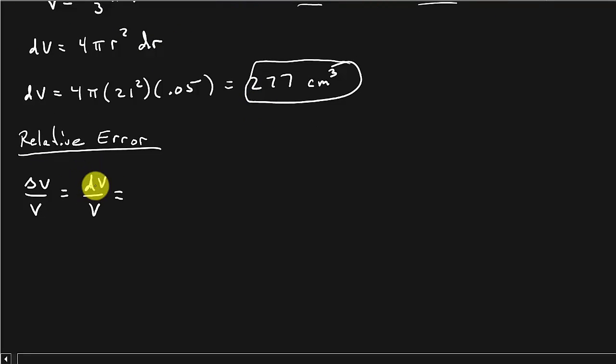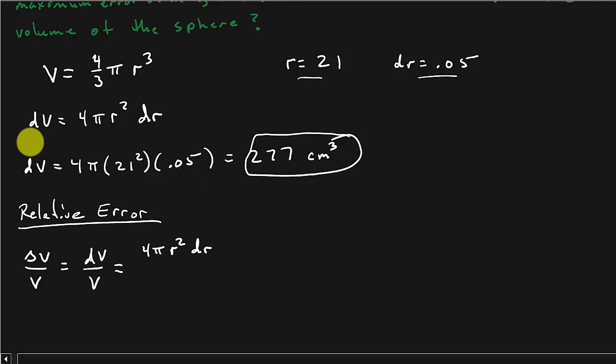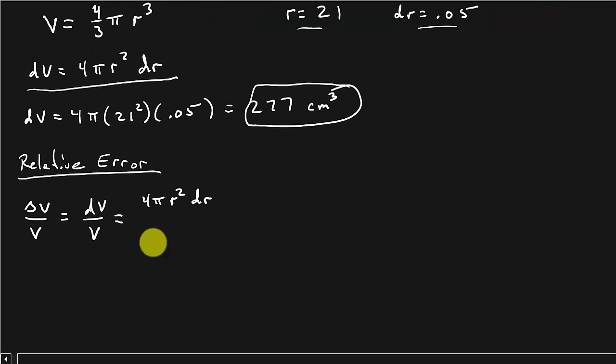And so dV, what is that? That is 4 pi r squared times dr, that's what we calculated here. And then the volume is 4/3 pi r cubed. Now we can see 4 divided by 4/3, so let's just do that real quick. That's 4 times the reciprocal, 3/4.